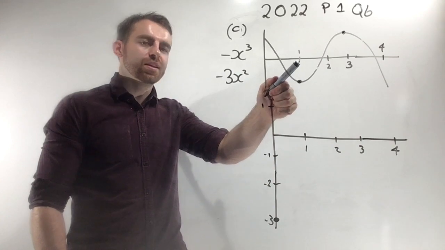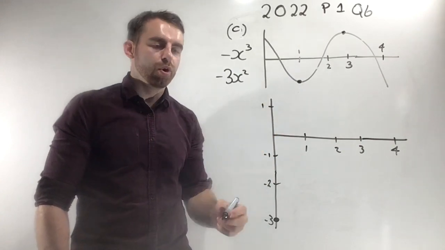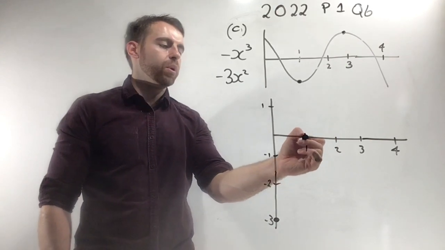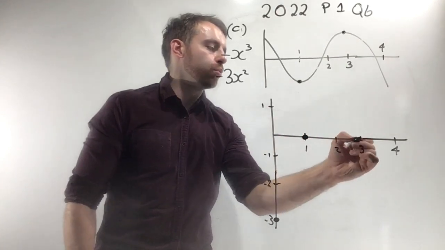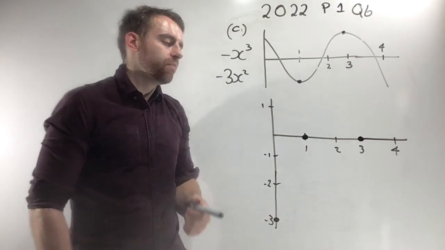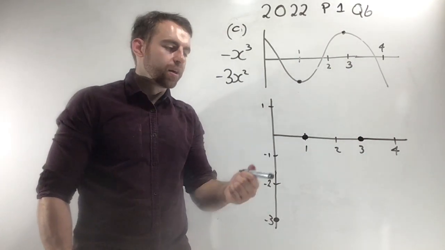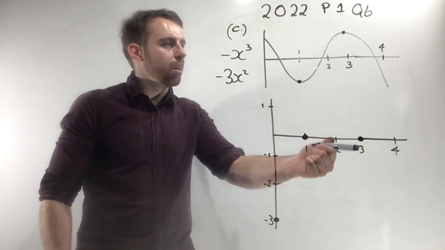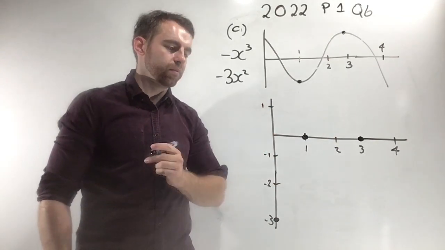I can clearly see that the minimum point for this cubic is at 1, which means one of the roots of the quadratic would be 1. The other root of the quadratic would be 3. If I factorize and solve my quadratic, I would get 1 and I would get 3. They would be the roots of the quadratic, which correspond to the turning points of the cubic.